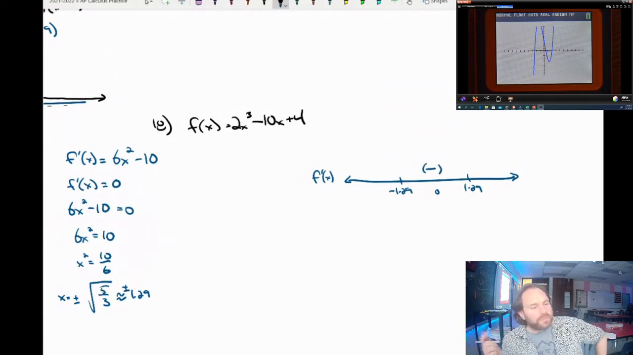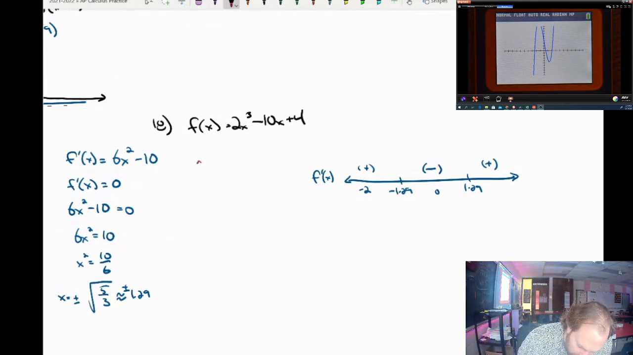If you were to plug in, say, -2, you would get 6 times 4 is 24. 24 minus 10 is a positive number. And it'll be a positive number over here for the same reason. So what you're going to have is positive and then negative and then positive, and they switch at those negative and positive 1.29 points. So this graph is increasing and then decreasing and then increasing on those ranges. We'll put that together when we make the final sign chart in a moment.